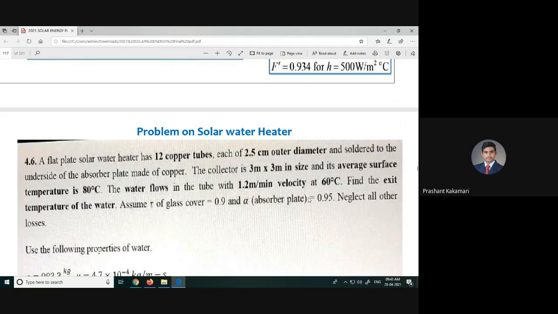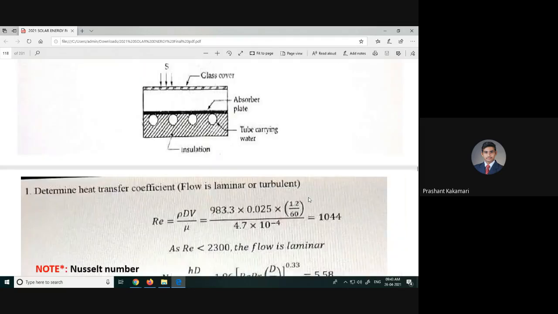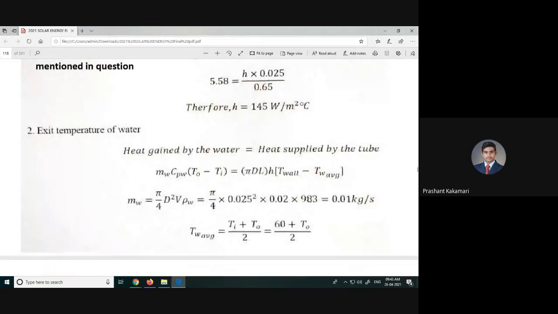If you neglect all these losses, then the heat transfer from the flat plate collector or the tubes is equal to the heat gained by the water. Assuming there is no resistance and no losses between the heat gained by water and the heat supplied by the tube, I can equate these two for our convenience.